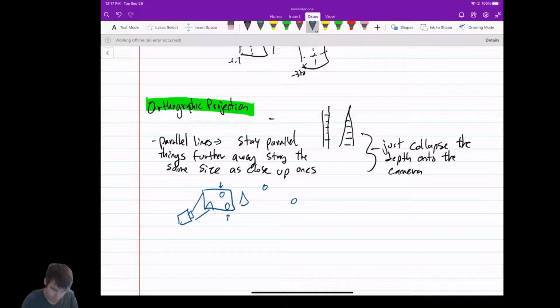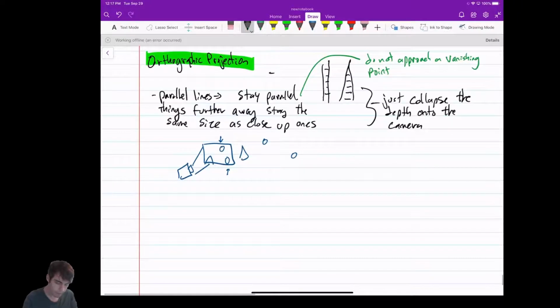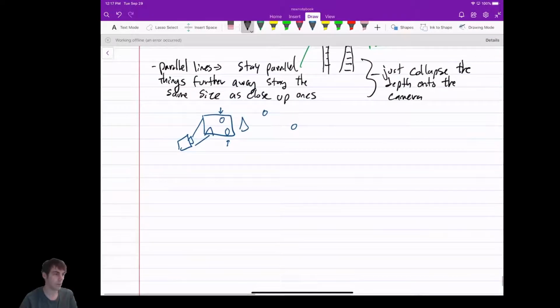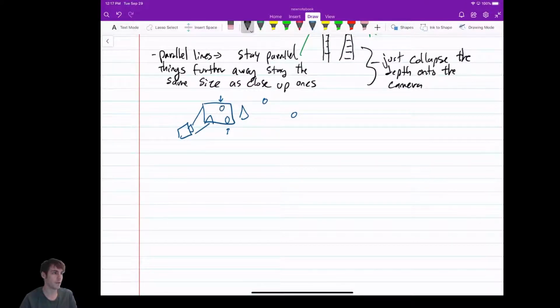Now I'm going to make a small note. I was just thinking in the back of my head, these parallel lines staying parallel, they do not, if you're into art, approach a vanishing point. Okay. So we just collapse this depth onto the camera.